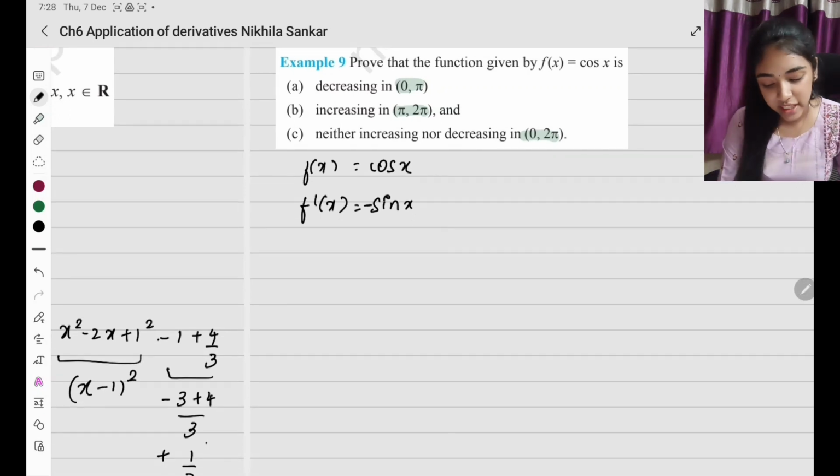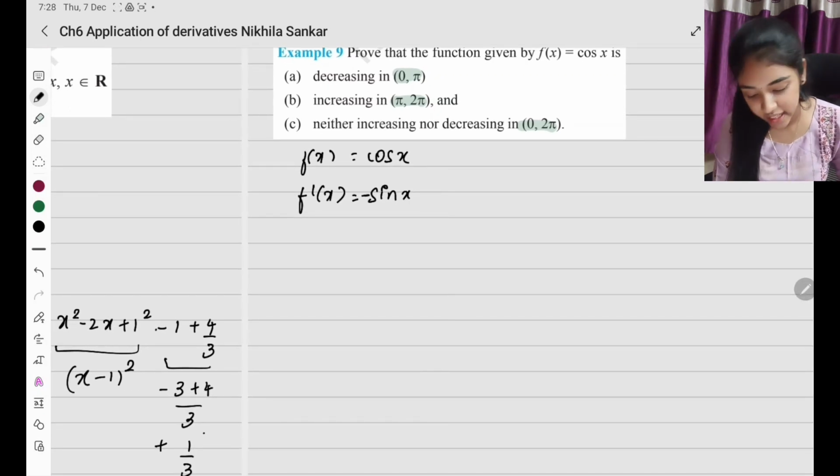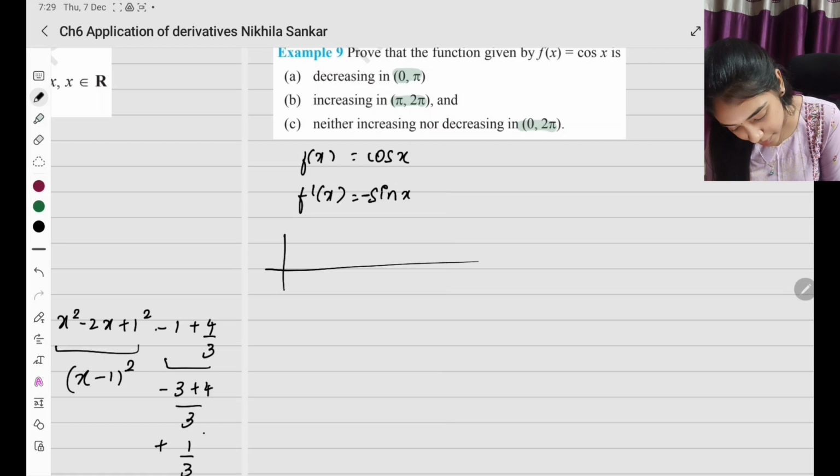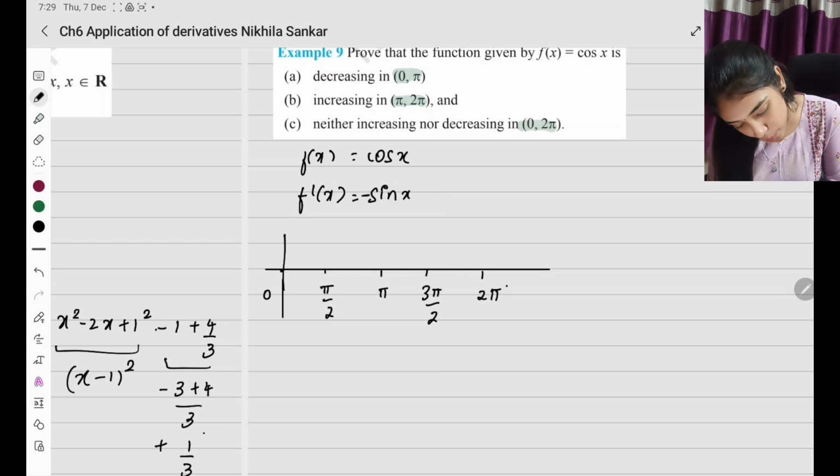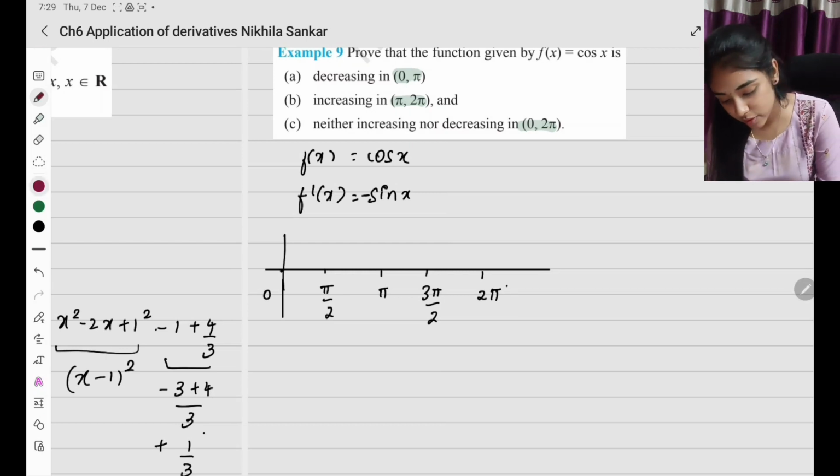Okay. Now I need to check if it is increasing or decreasing. So first let me draw the sine function. So this is going to be my sine function. So this is 0, pi by 2, pi, 3 pi by 2, 2 pi, because we are talking about 0 to 2 pi. So drawing up to here is enough.